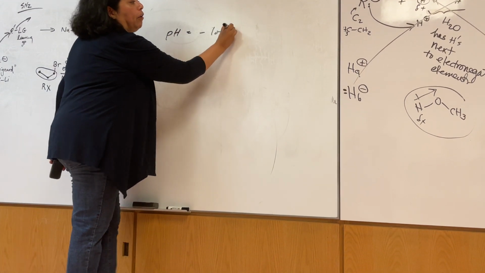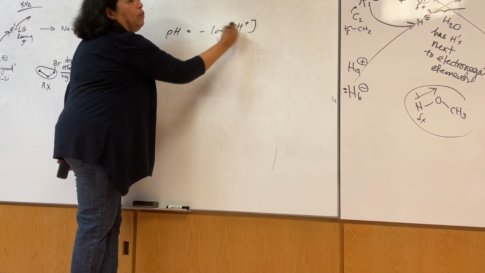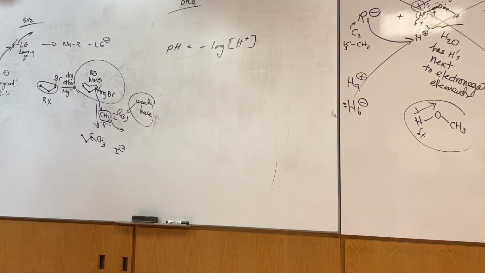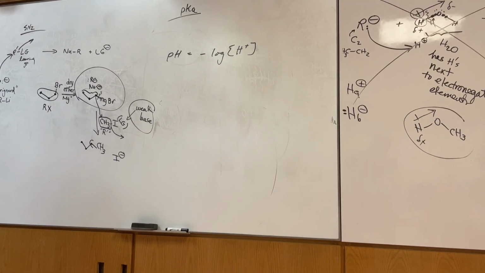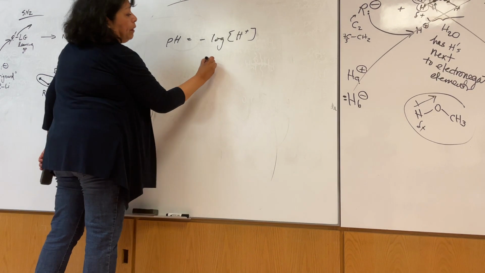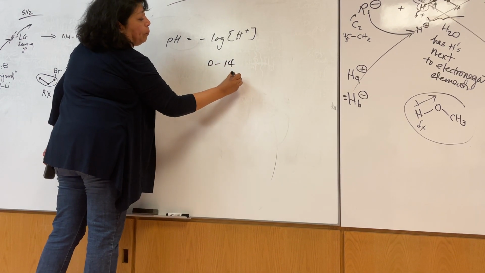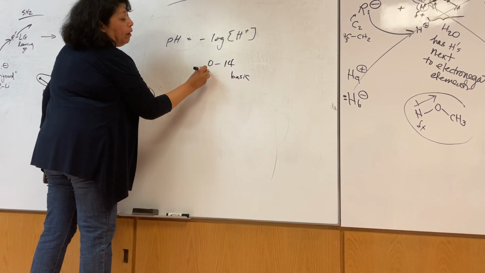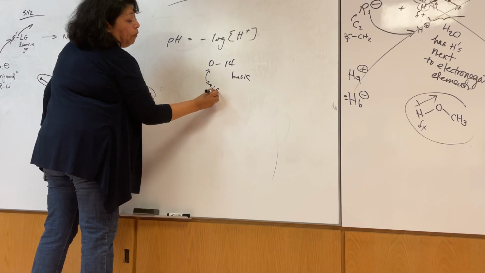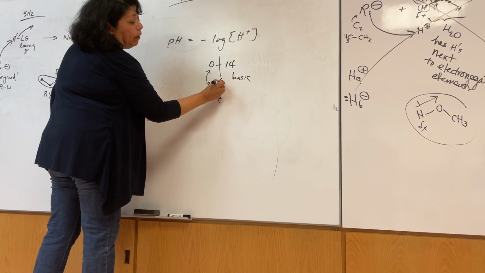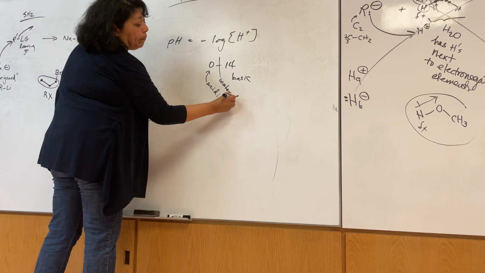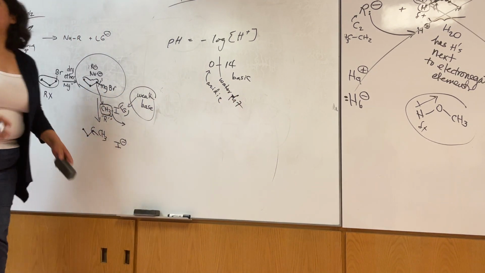Minus the log of the hydrogen ion concentration, but really it's how acidic or how basic something is, right? What's the scale? 0 to what? 14. Good. 0 to 14. Where these guys are the most basic, and this is what? Acidic, right? And water is where? In the middle, right? 7. All right, so we understand that from freshman year.